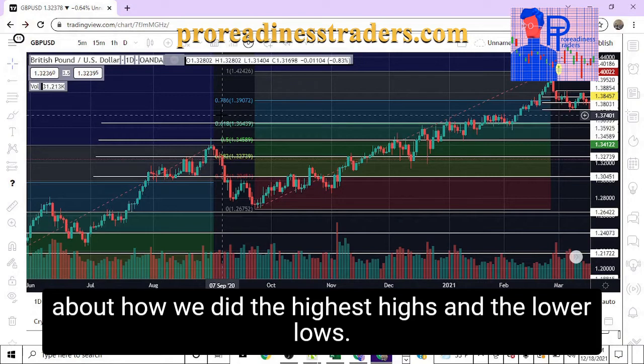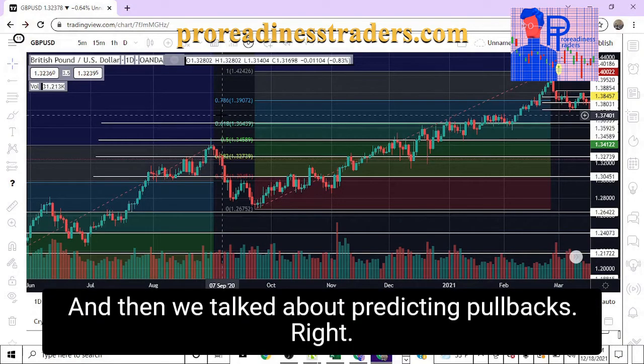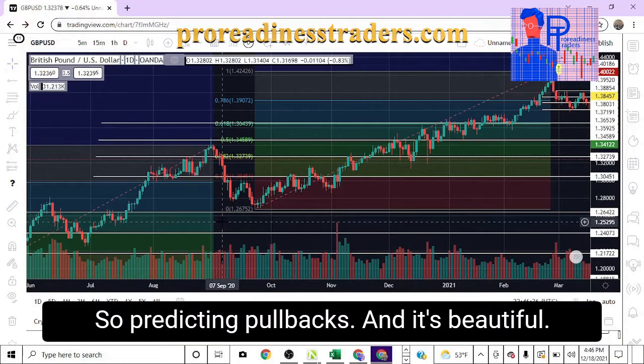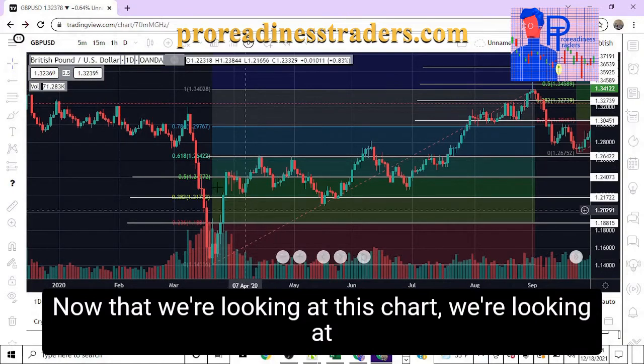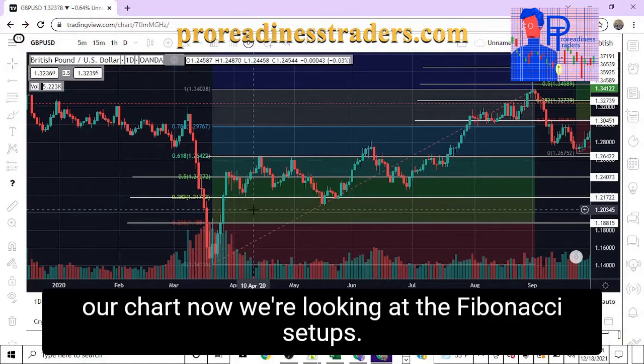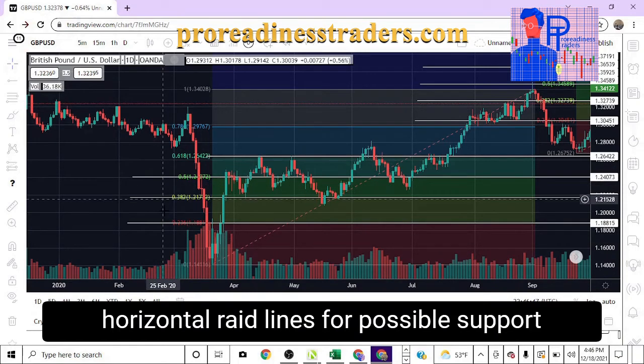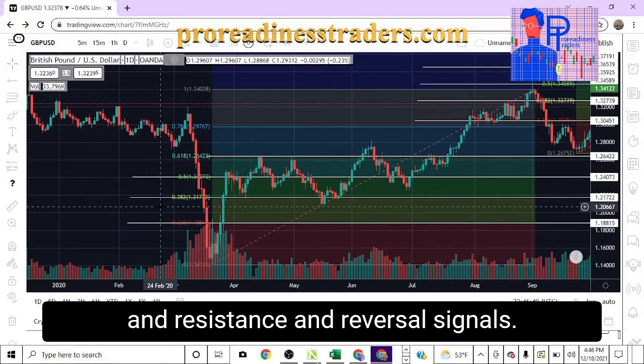So let's go back to the beginning where we talked about the higher highs and the lower lows, right? And then we talked about predicting pullbacks. It's beautiful now that we're looking at this chart. We're looking at the Fibonacci setups. We're looking at our horizontal ray lines for possible support and resistance and reversal signals, right?